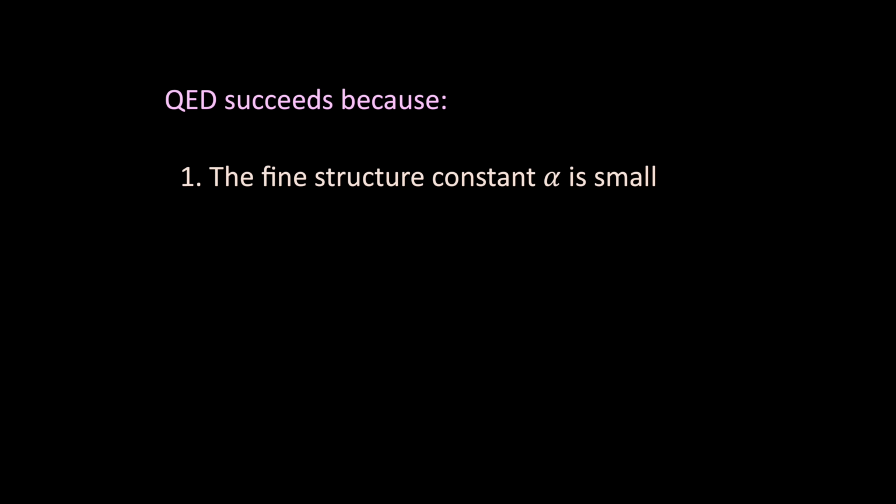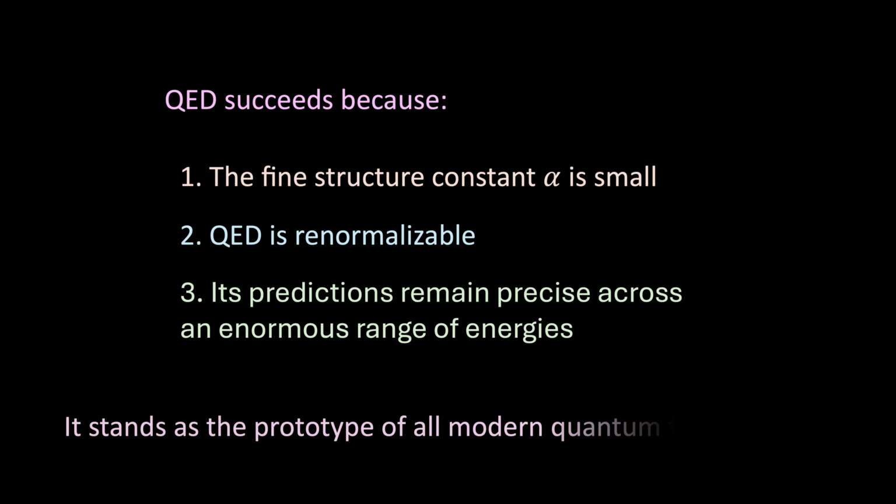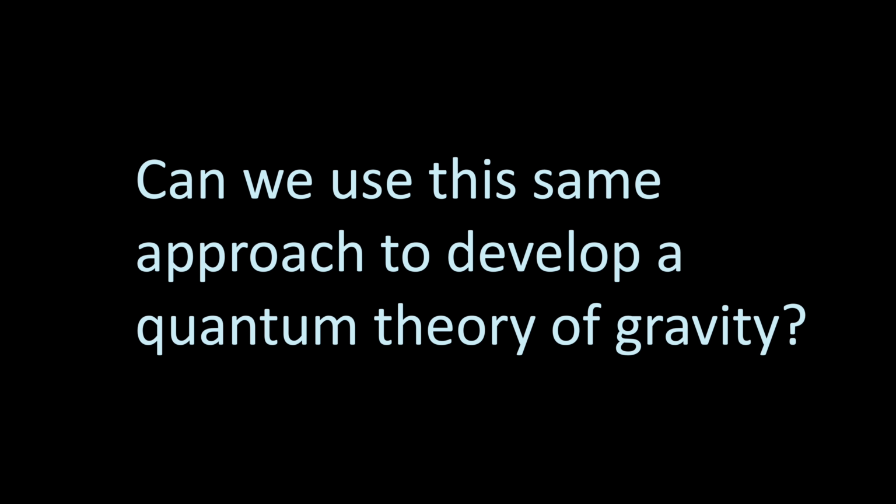structure. And so, in summary, QED succeeds because its coupling is small, its infinities are renormalizable, and its predictions remain precise across an enormous range of energies. It stands as the prototype of all modern quantum field theories, mathematically subtle, experimentally perfect, and still the most precise physical theory ever devised. So the question is, can we use this same approach to develop a quantum theory of gravity? Well, let's see how far we can get by following the same steps as before.